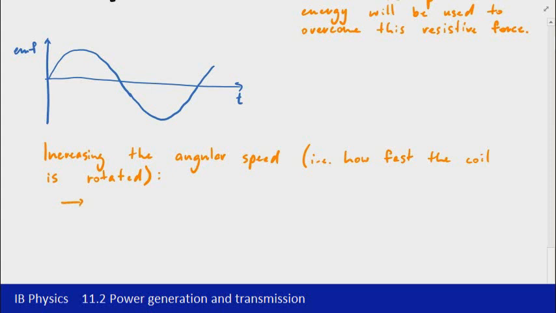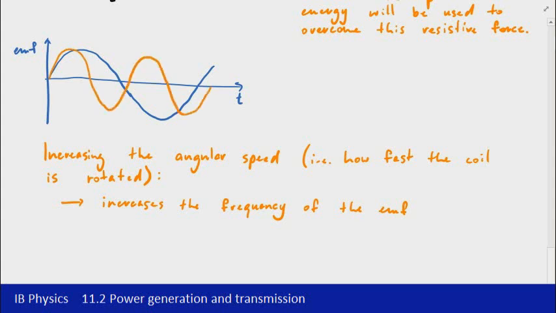So increasing the angular speed increases the frequency of the induced EMF. So that means that instead of having the period as shown there, we might then see that the period will decrease as the frequency increases. So that's the first change.